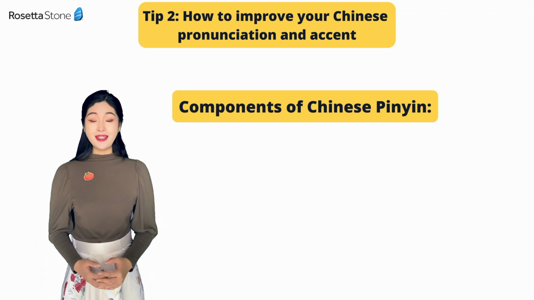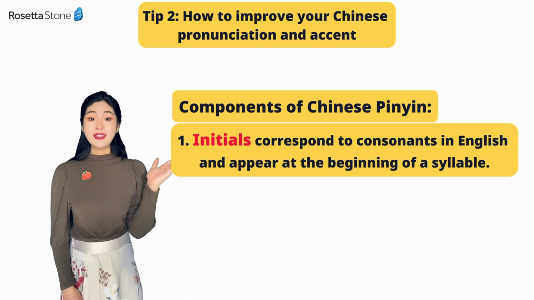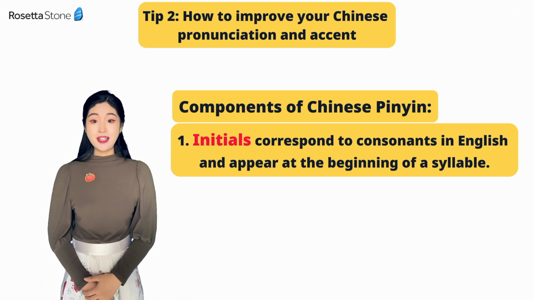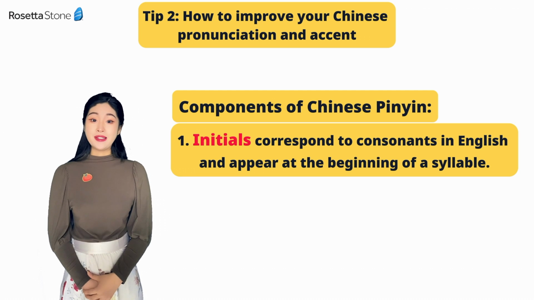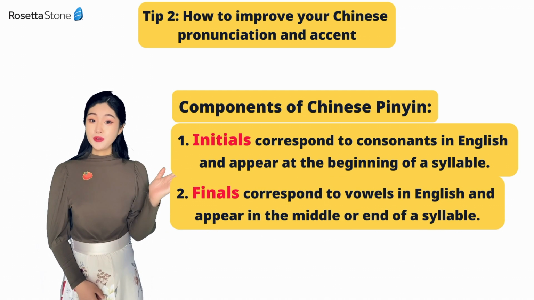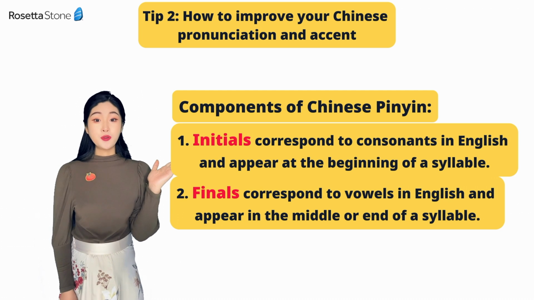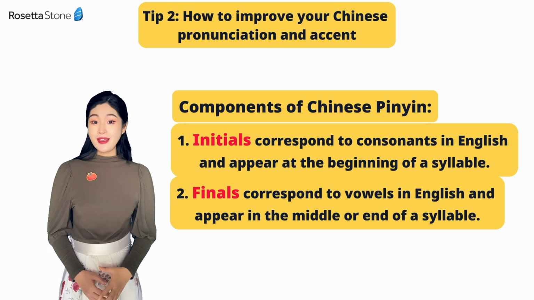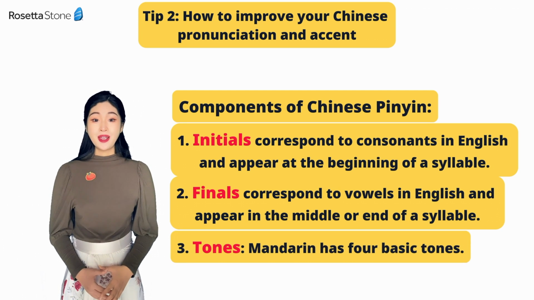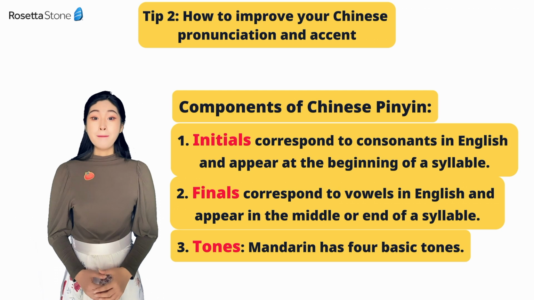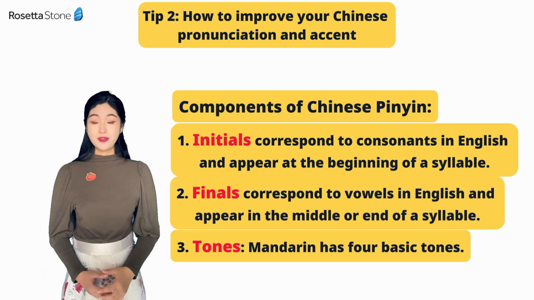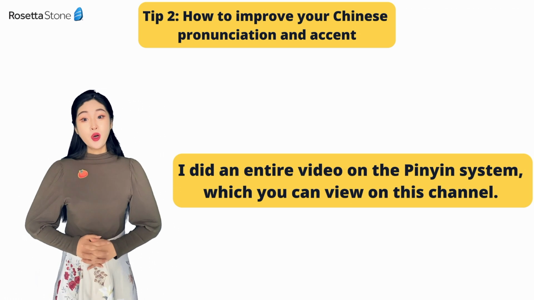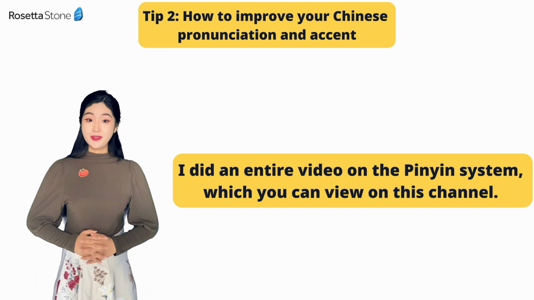Components of Chinese pinyin. 1. Initials correspond to consonants in English and appear at the beginning of a syllable. 2. Finals correspond to vowels in English and appear in the middle or end of a syllable. 3. Tones. Mandarin has 4 basic tones. I did an entire video on the pinyin system, which you can view on this channel.